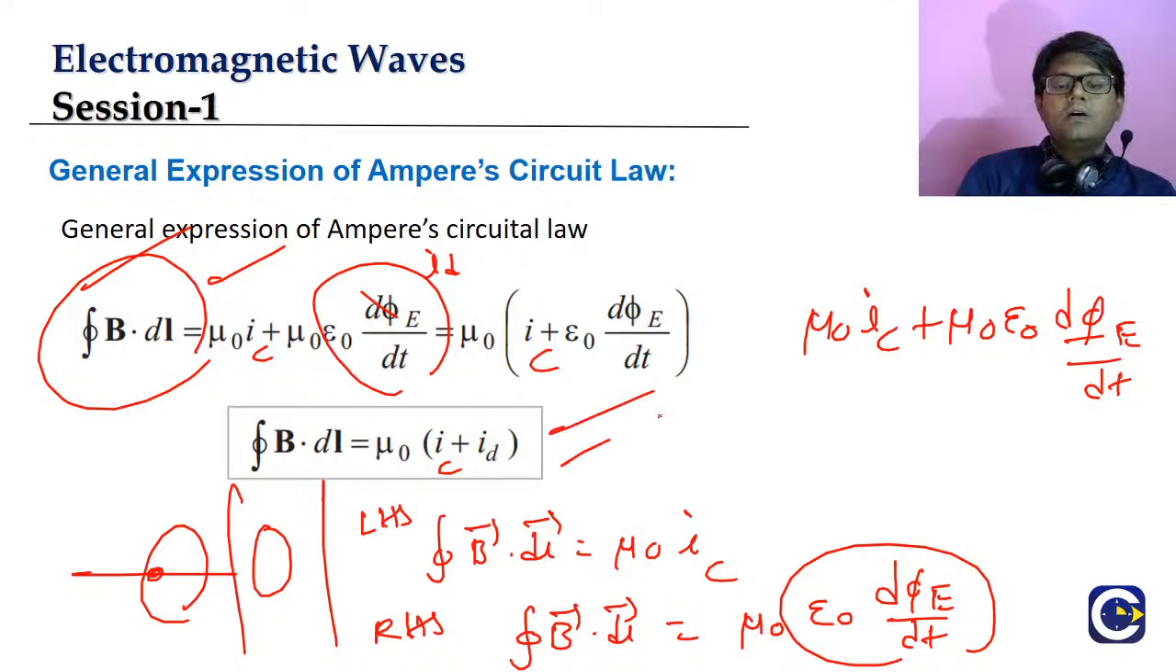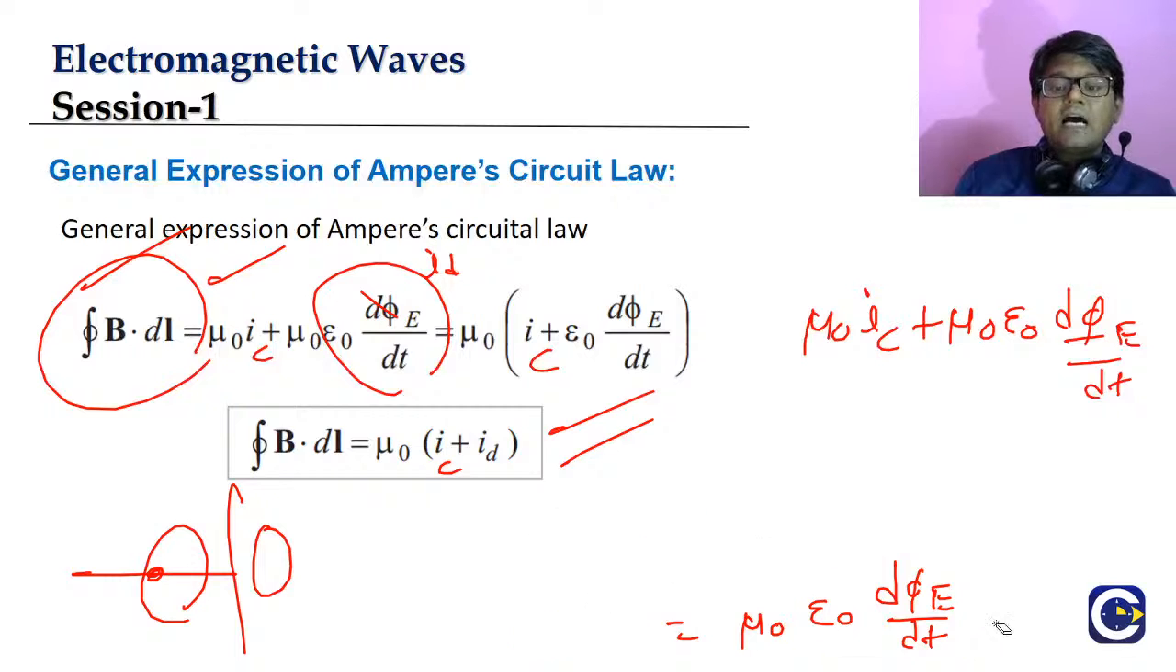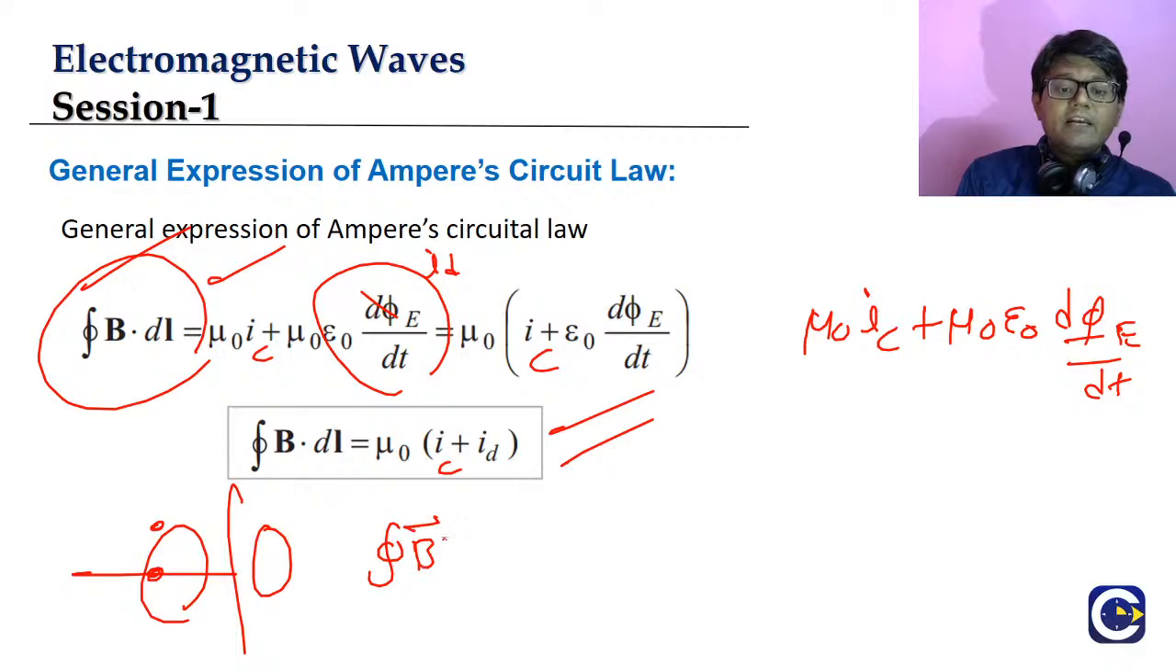So essentially what is the modified Ampere's circuit law form? The line integral of B dot dl is equal to mu naught into IC plus mu naught into ID, which is mu naught into (IC plus ID). This is the modified form of the Ampere's circuit law. Now the thing we need to consider is when we take this equation and apply it on the LHS. The LHS side will only have the integral of B dot dl.